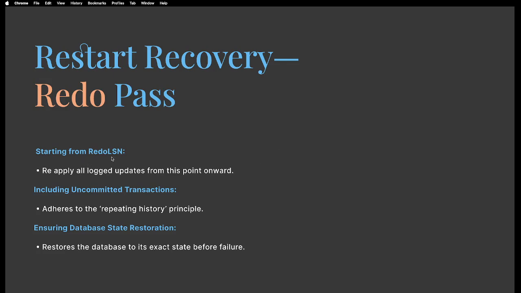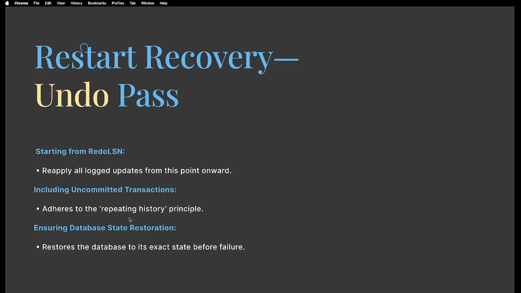These are the steps. You start from the redo LSN, you include uncommitted transactions, and ensure database state restoration, right? So what it does is restore the database to its exact state before failure. So let's go to the undo section.